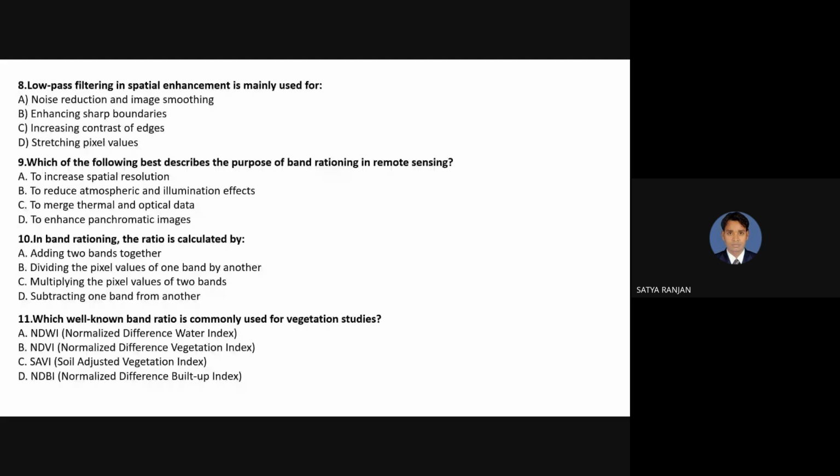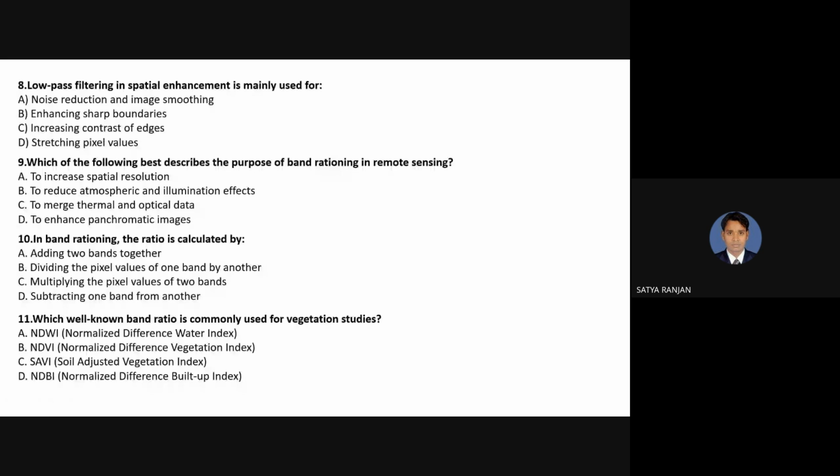Then, low pass filter in spatial enhancement is mainly used for enhancing sharp boundaries. Sharp boundaries are based on the high pass filter. Increasing contrast is also the high pass filter. Stretching pixel values, or noise reduction and image smoothing. So image smoothing and noise reduction is the answer. So A is the answer.